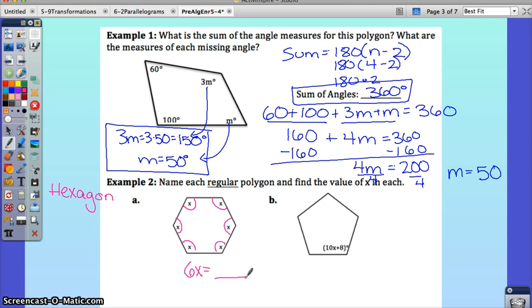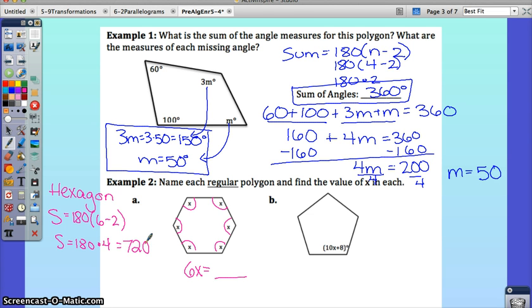But what is the sum for a hexagon? We can't just say it's 180, that's only for a triangle. You always have to find the sum. Now you have all the sums written on the first page of your notes, but let's say you didn't have those notes. How could you find the sum? The sum would be equal to 180 times n minus 2. In this case, your n is 6. So your sum is going to be 180 times 4. 180 times 4 is going to be 720.